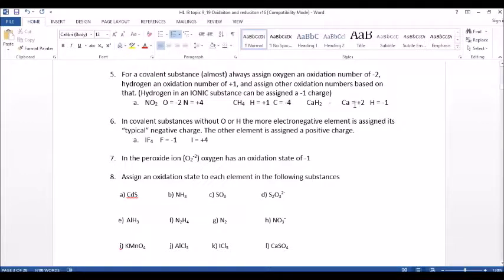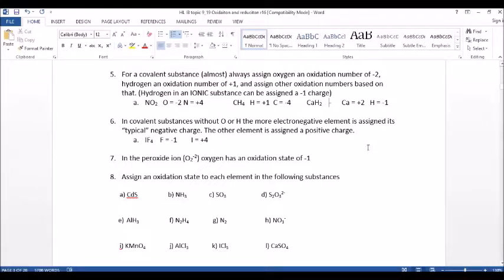A weird thing that will pop up just every now and then is sometimes hydrogen will be part of an ionic substance, a metal and a nonmetal. In that situation, you have to give hydrogen a -1 charge, just like you would in any sort of ionic substance. So calcium's +2, therefore these hydrogens have to be -1. It's kind of weird, won't see it very often, but just in case it pops up, I'm going to mention it.